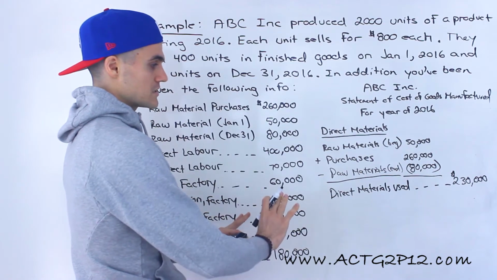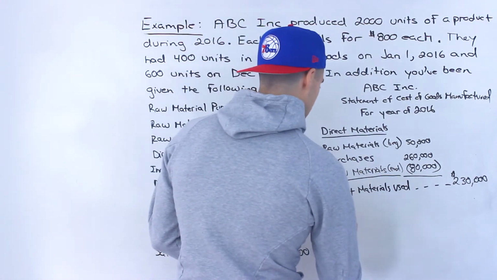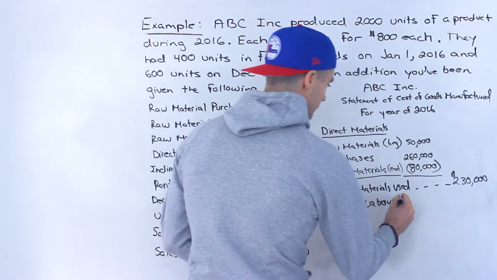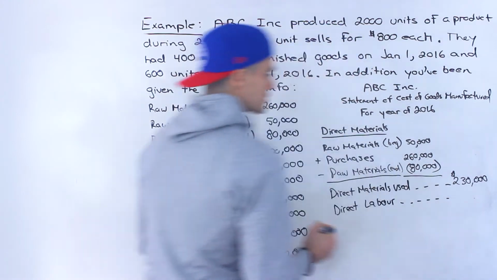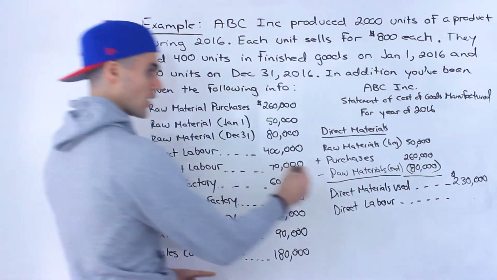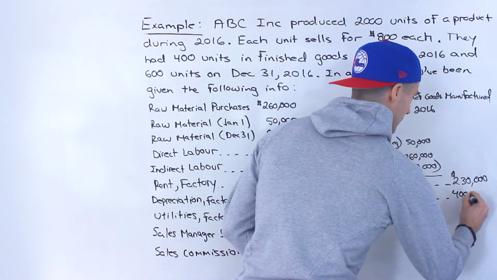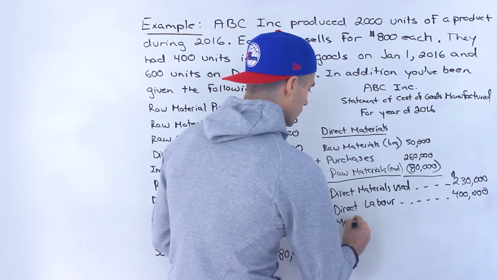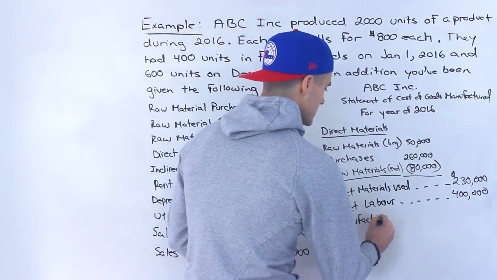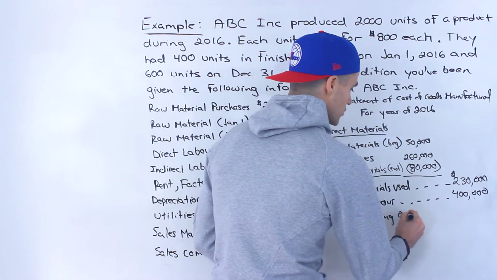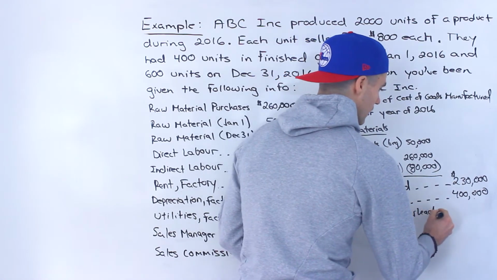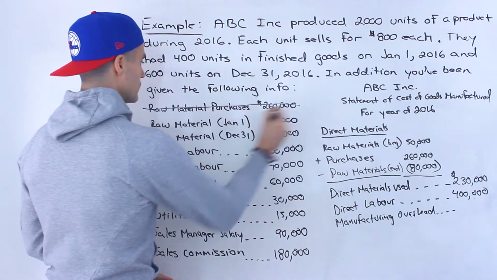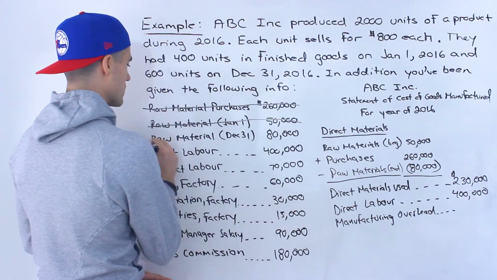So we're done with the direct materials. Now the next line is going to be the direct labor. And notice that that is given to us as well. So the direct labor is 400,000. So that's going to go here. The next line is manufacturing overhead. Now, just to save some space here, I'm going to just put the total figure over here. But out of everything that we're given here, what have we used? We've used this so far. We've used this so far. This.